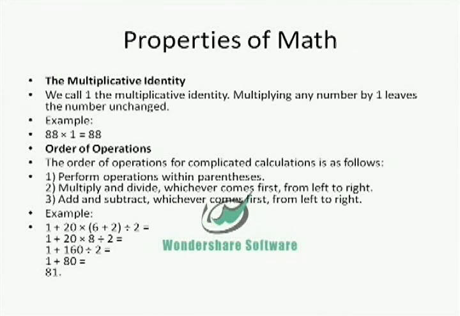And just in review, the order of operations for complicated calculations are as follows. Perform operations within parentheses, then the exponents. Okay, exponents would be squares and square roots. You'll see these later in the term. Then multiply and divide, whichever comes first from left to right. And then last, add and subtract, whichever comes first from left to right.